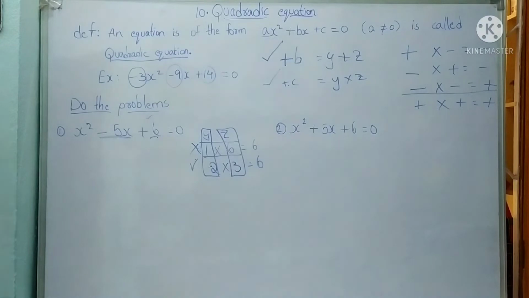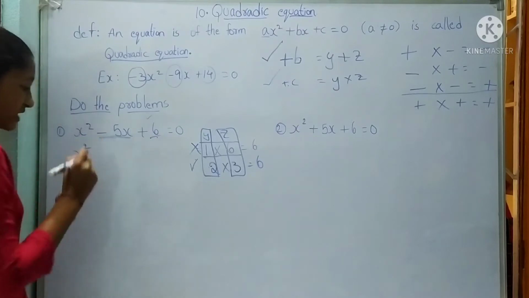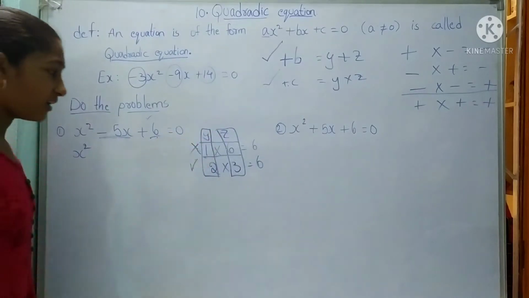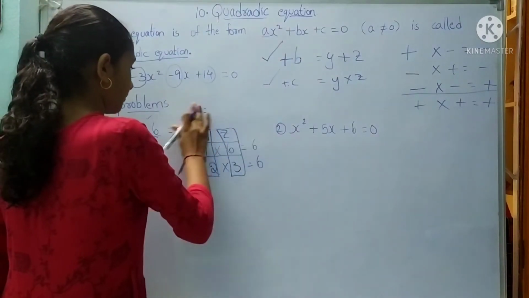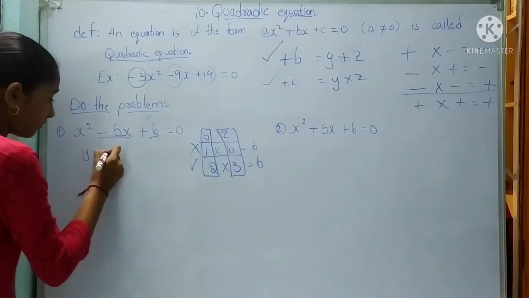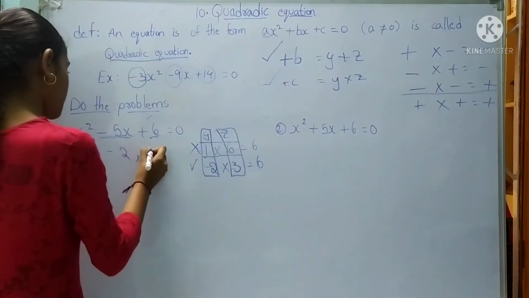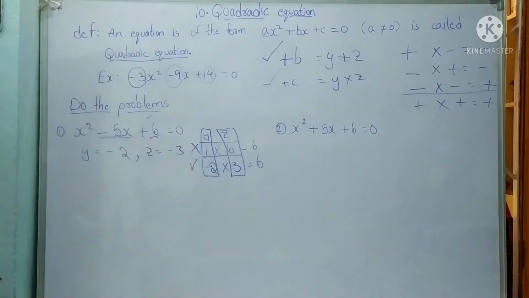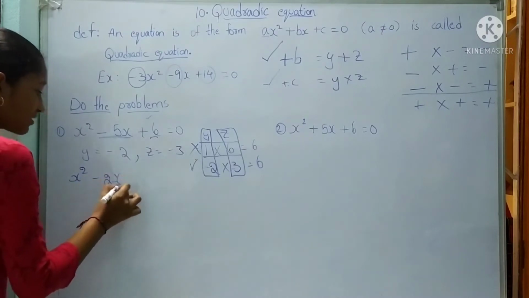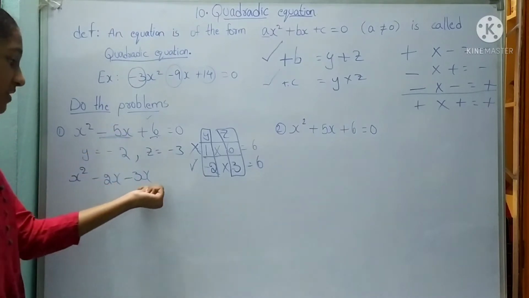Okay? And now let's solve the problem here. Write x square. In 3 steps the problem will be complete. So here what we got, the y and z are here. Y is equal to minus 2, we already found it, minus 2 and minus 3, comma, z is equal to minus 3. Okay? Remember it. And x square, write it, minus 5x, minus 2x and minus 3x.